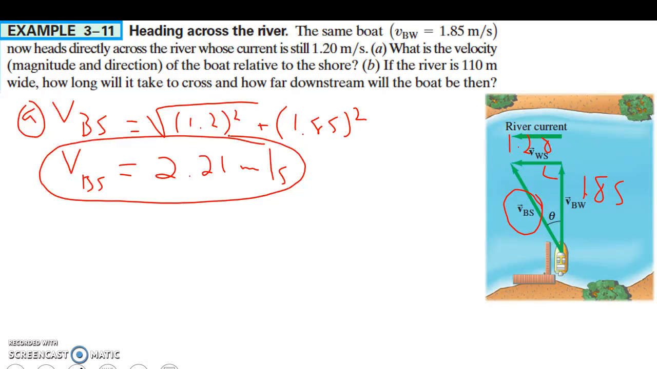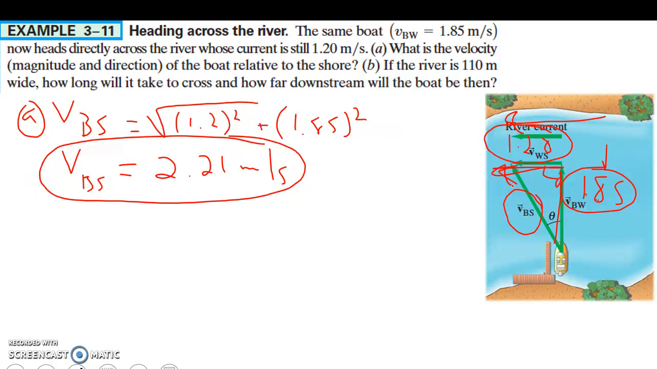Now, the next question, part B, is if the river is 110 meters wide, how long will it take to cross, and how far downstream will the boat be then? So I got to find my distance downstream, and to do that, I have to think about just this part of the current, the 1.20. Remember, they're independent of each other. This is traveling this way, but this is pulling me down the current. Your BW velocity has no bearing on how far down you go. You just have to know time to get there.